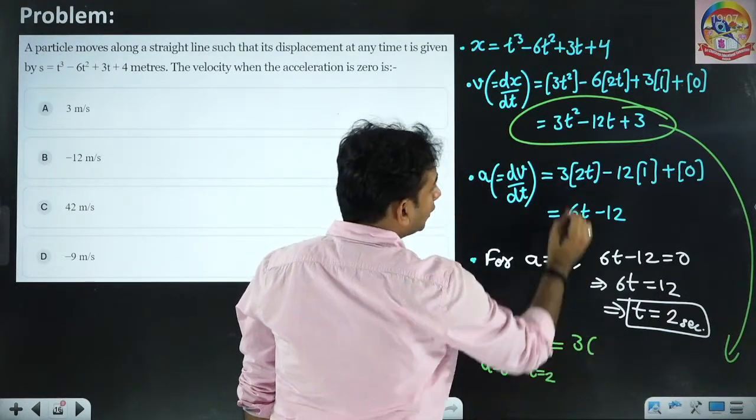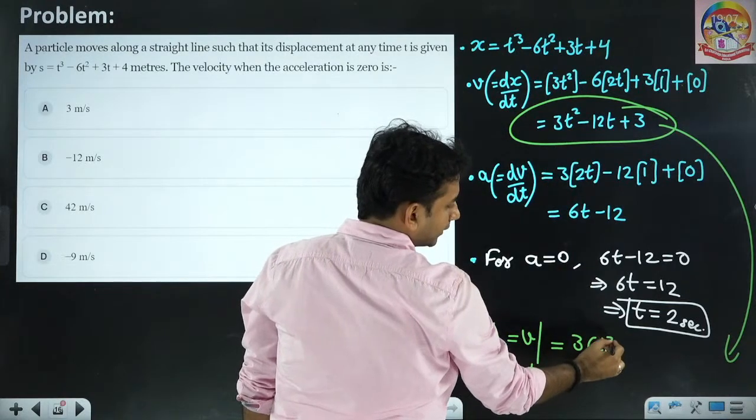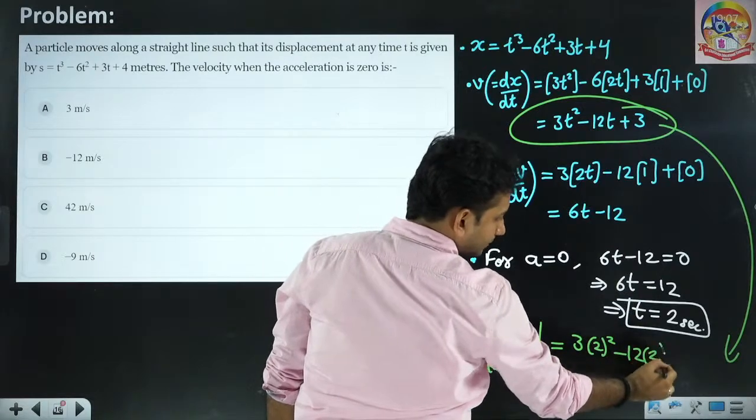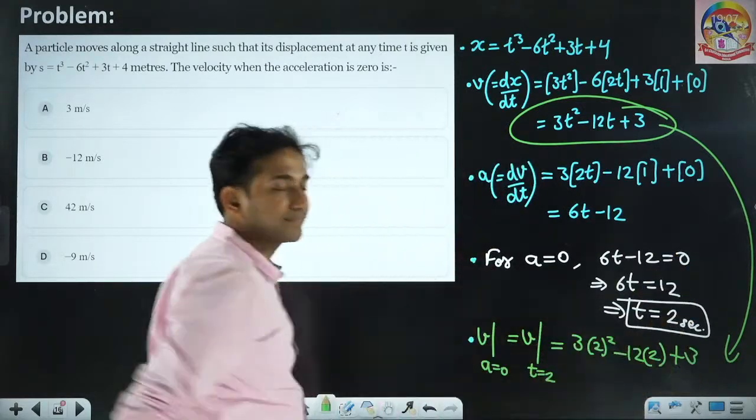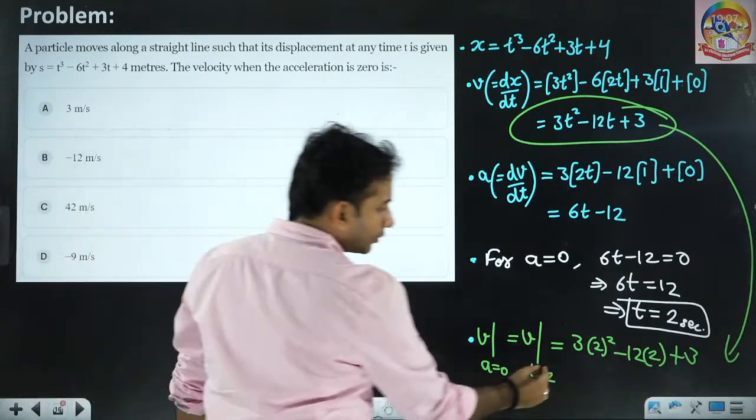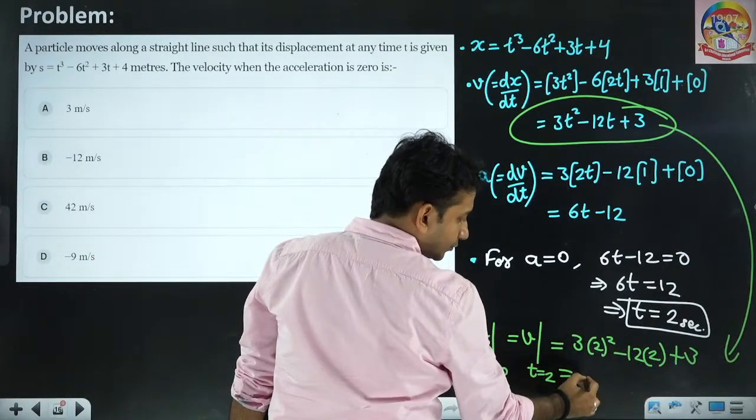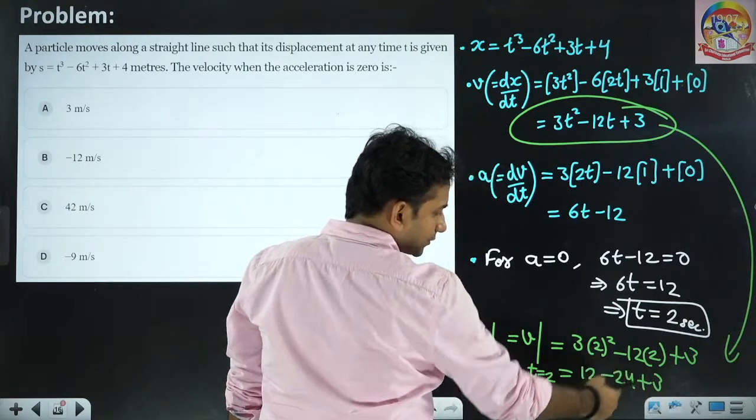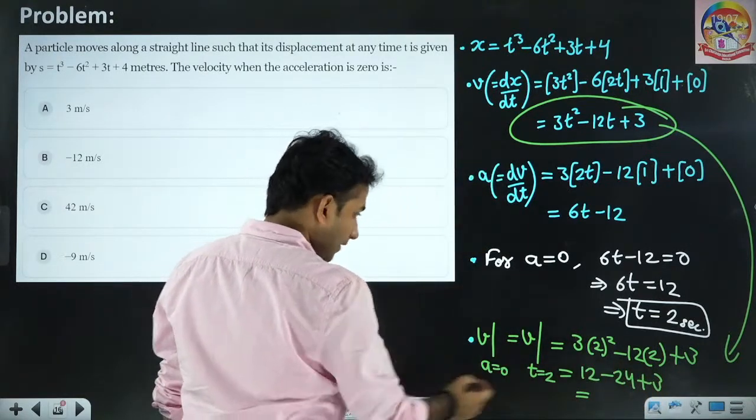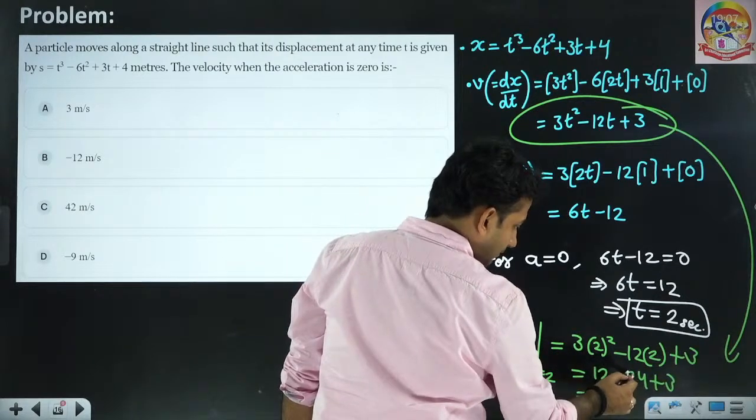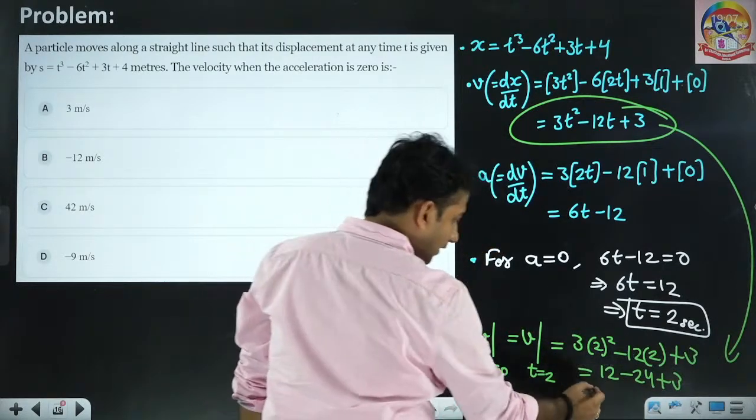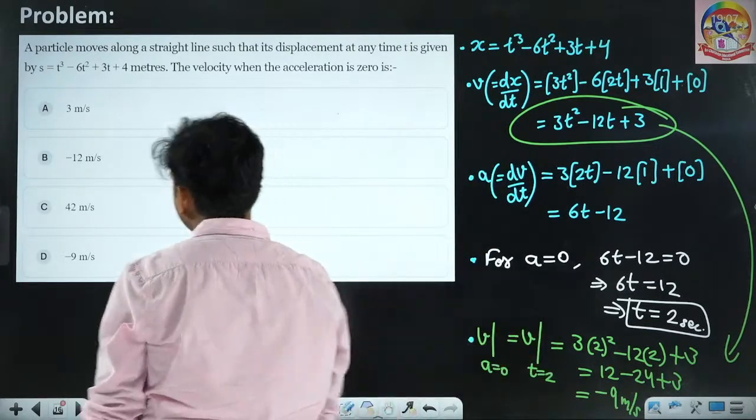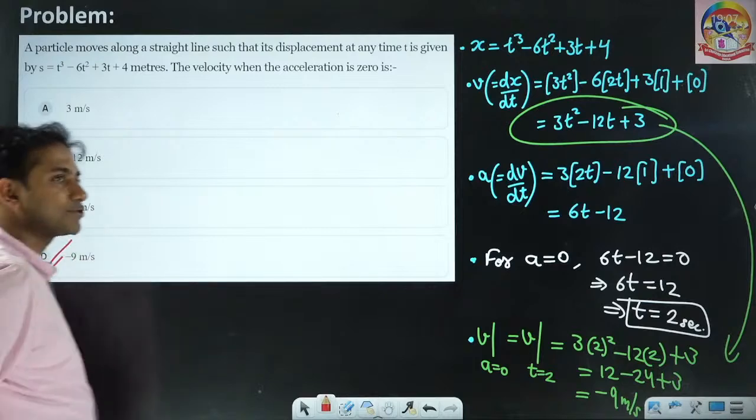So 3 into t square means 2 square, minus 12 into t means 2, plus 3. Simple. So see what you got. 2 square is 4, 4 into 3 is 12, minus 24 plus 3. So 12 minus 24 is basically minus 12, and this minus 12 plus 3 is going to be minus 9 meter per second. So the correct result is minus 9 meter per second, option D.